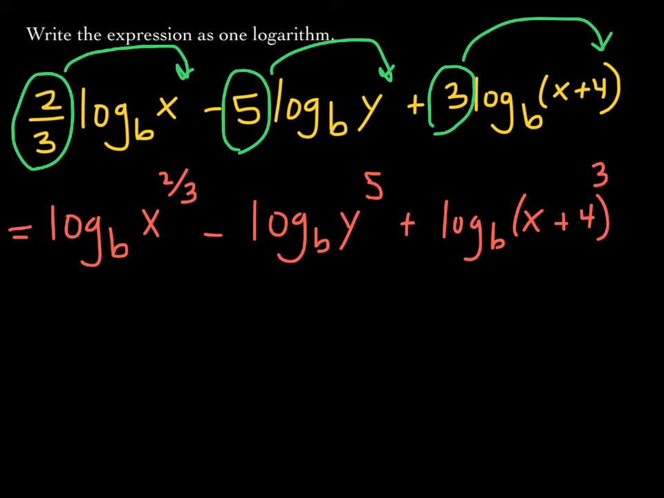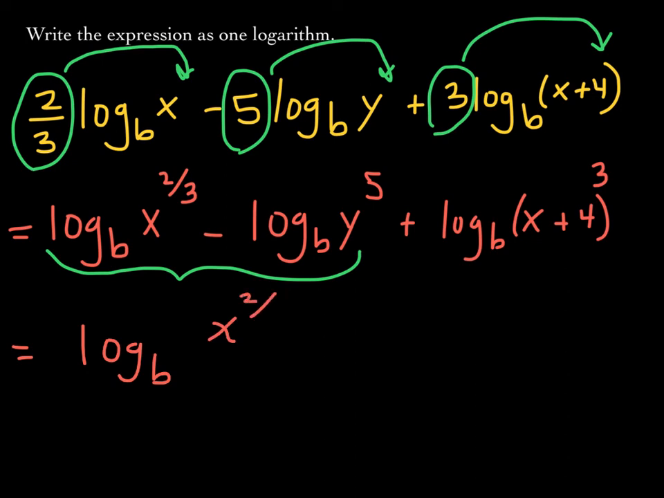All right, cool. Now what I'm going to do is I'm going to work left to right. So I'm going to combine these two logarithms to be a single log. How? Well, using the quotient rule. How do you know it's the quotient rule? Well, because this is a difference. And the quotient rule says you can write the difference of two logarithms as a single logarithm. So these two will combine as log base b. And then the first argument, which is x to the 2/3, will be your numerator. And then the second argument, which is just y to the 5th, will be your denominator.